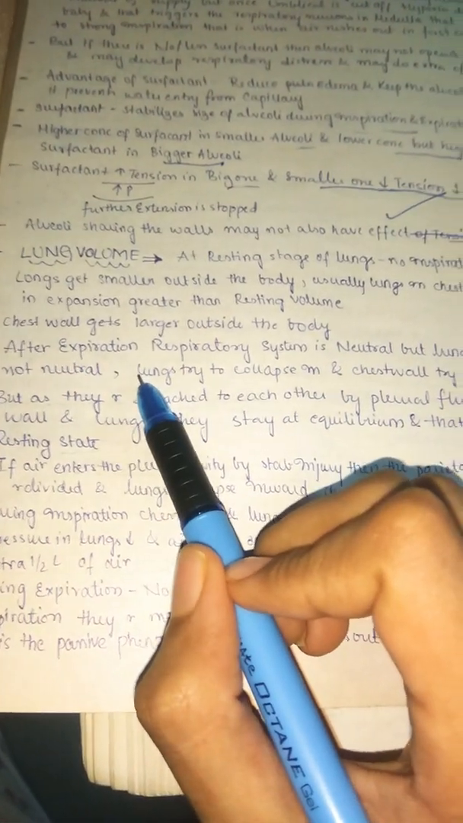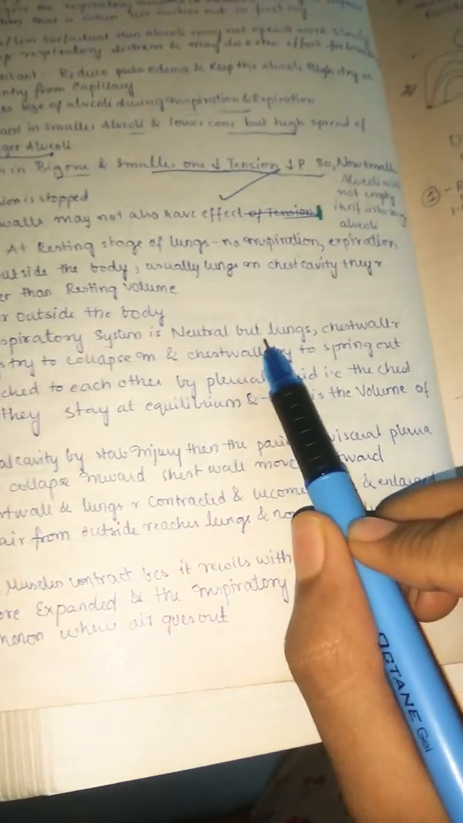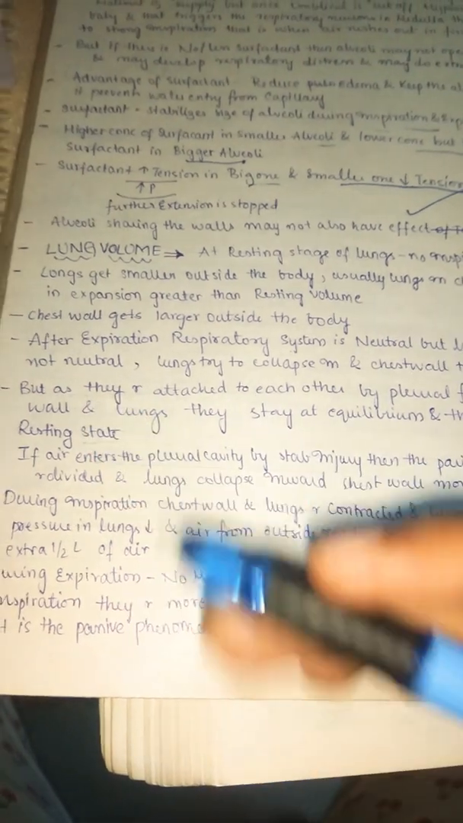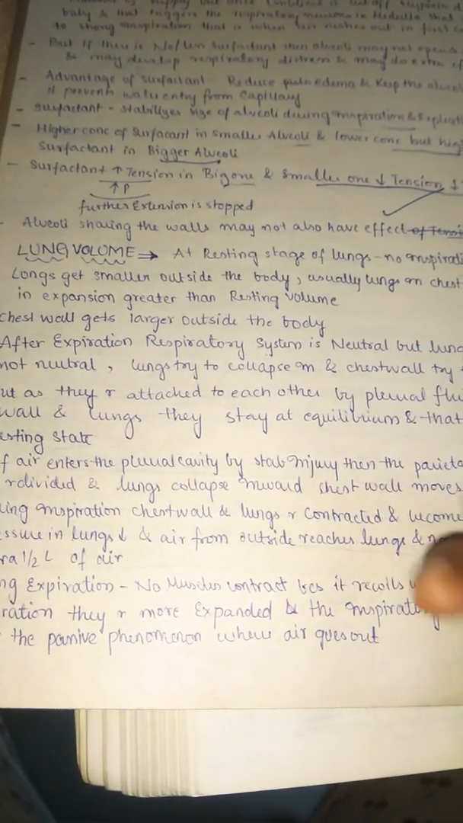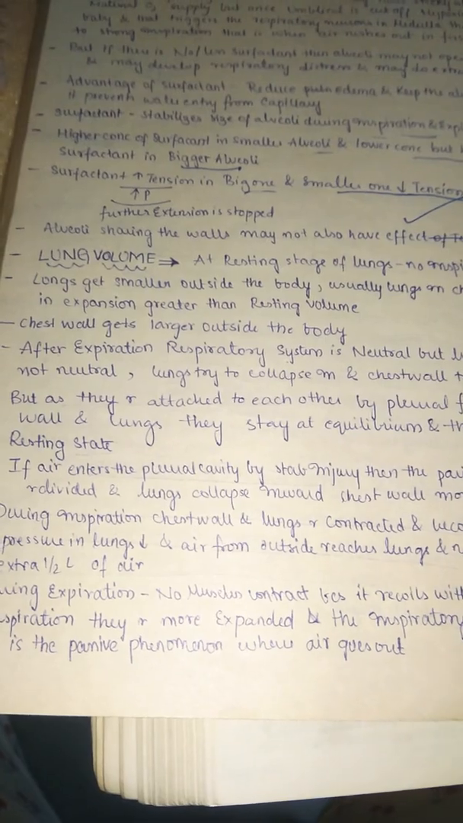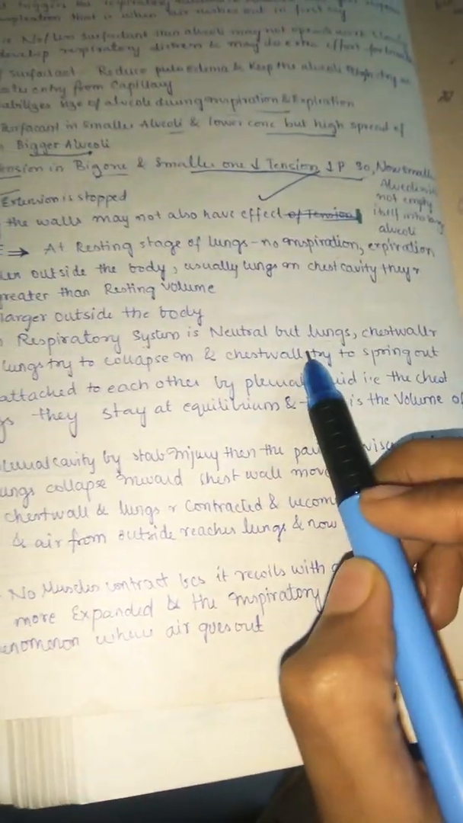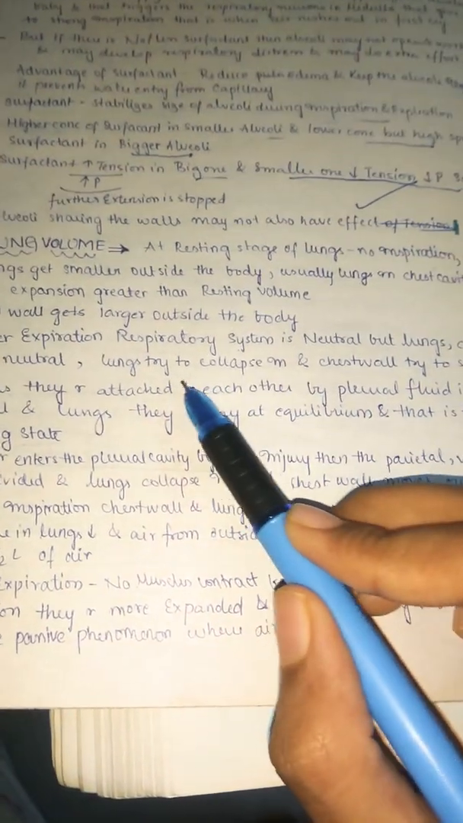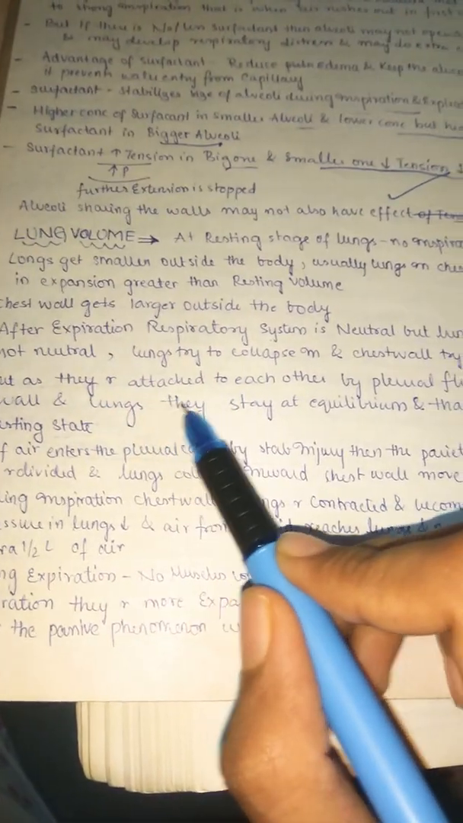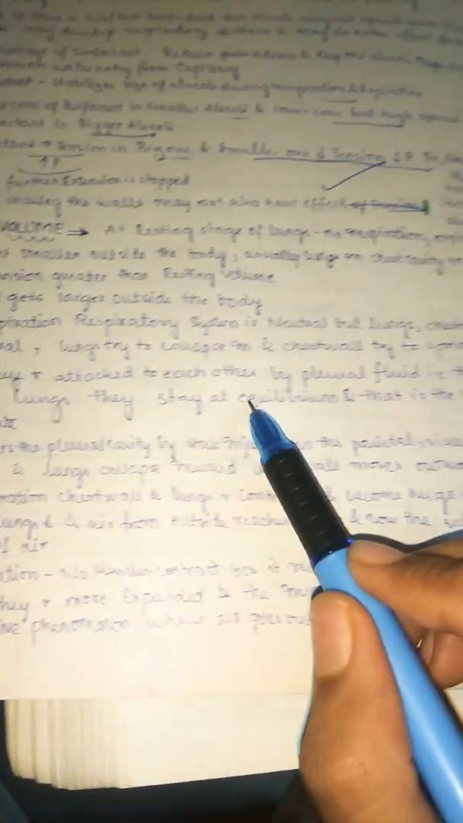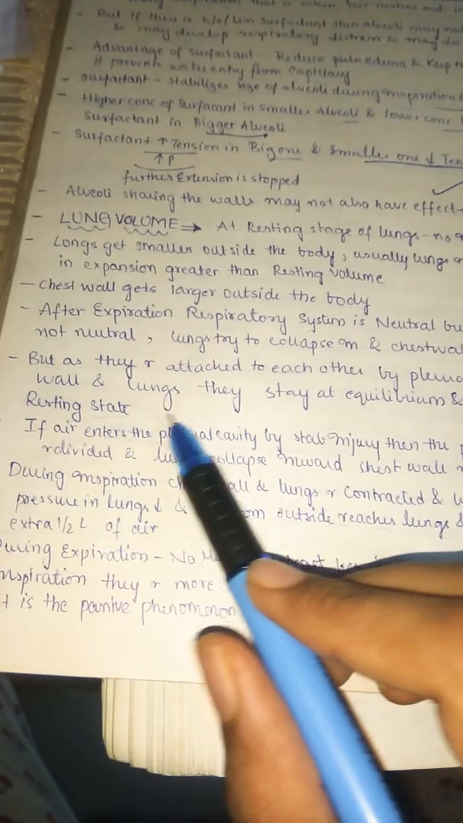So after the expiration the respiratory system is neutral, but the lungs and chest wall are not neutral. This is important. After the expiration, you have completely thrown out the air. So after that your respiratory system may be neutral, but the lungs and chest wall are not. Lungs try to collapse inward and the chest wall tries to spring outward. But as they are attached to each other by pleural fluid, between the parietal pleura and visceral pleura, the chest wall and lungs stay at equilibrium, and that is the volume of the resting state.